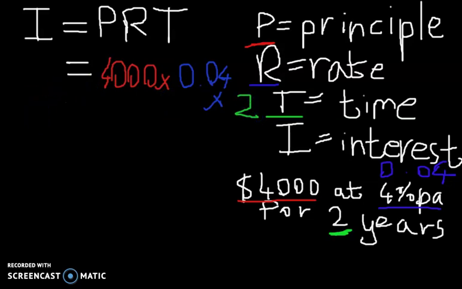Now it's good to use a calculator, and in most situations when you're calculating interest, it won't be a discrete answer as I assume this will be, but you will most likely be allowed to use a calculator. I'm just going to use mine right now. 4,000 multiplied by 0.04 multiplied by 2, I get 320, but remember, always have units, so that's $320.